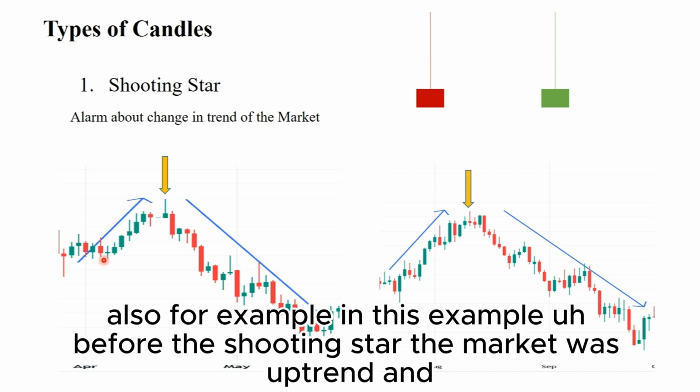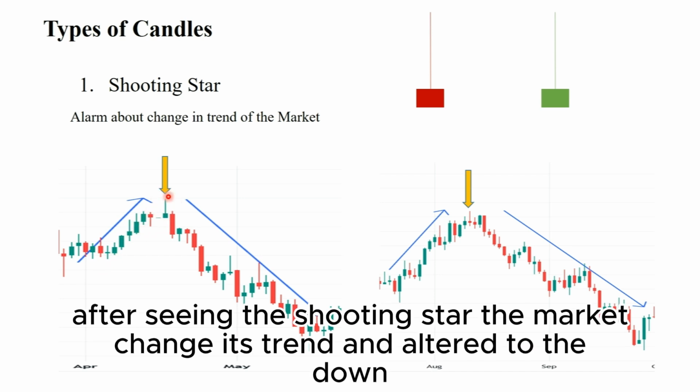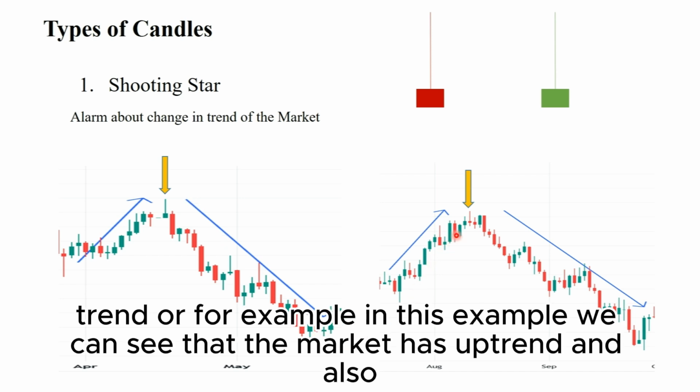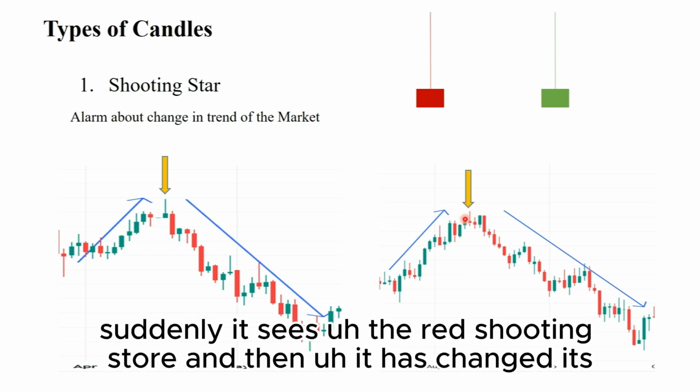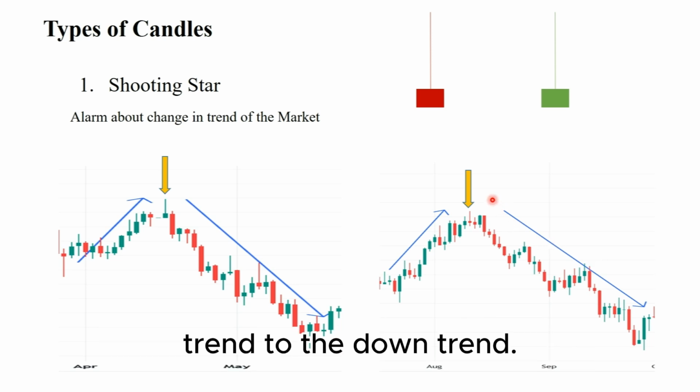And also, for example, in this example, before the shooting star the market was in an uptrend, and after seeing the shooting star the market changed its trend to a downtrend. Or for example, in this example, we can see that the market has an uptrend, and also suddenly it sees the red shooting star, and then it has changed its trend to the downtrend.